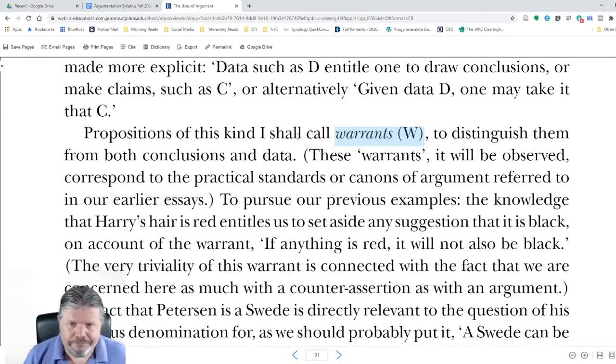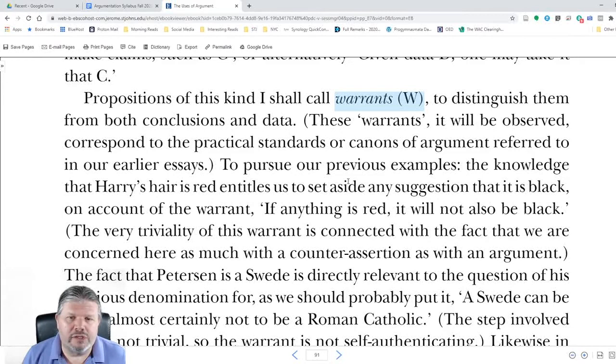To pursue our previous examples, the knowledge that Harry's hair is red entitles us to set aside any suggestion that it is black. On account of the warrant, if anything is red, it will also not be black. Now, realize these aren't philosophically pure factual statements. These are things that are generally true, right? That's how a warrant works: associations that we know from history or from our own practices. Remember, this is the way people argue. It's not the way they should argue for maximum 100% accuracy and facticity and scientific rigor on everything. That's not what Toulmin is interested in.